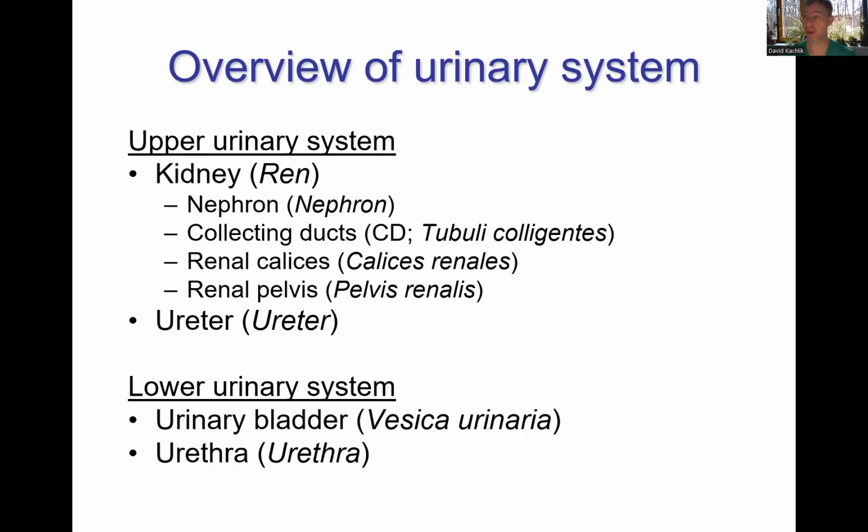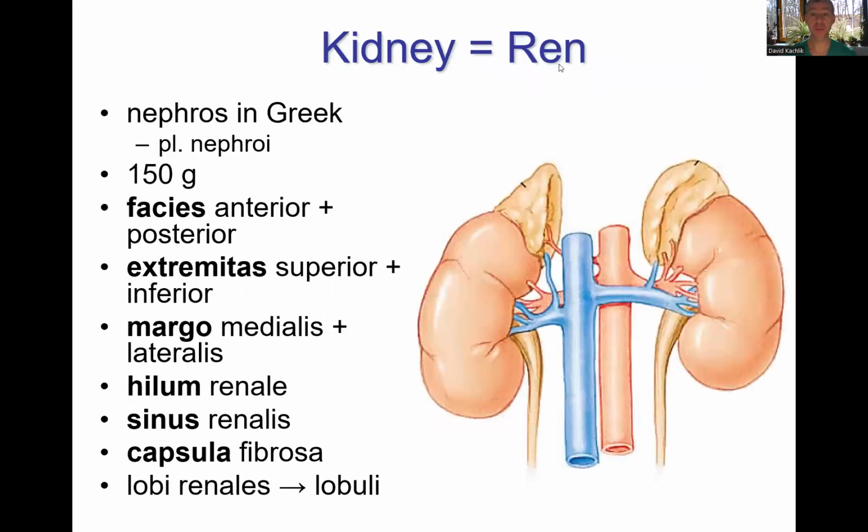These organs are paired. When the two ureters join into the urinary bladder, which is unpaired, then we call this part already the lower urinary system, and the urinary bladder then continues as a urethra outside of the body at the perineum. So that's for the overview, and we start with the kidney, which is called renis in Latin, and nephros in Greek.